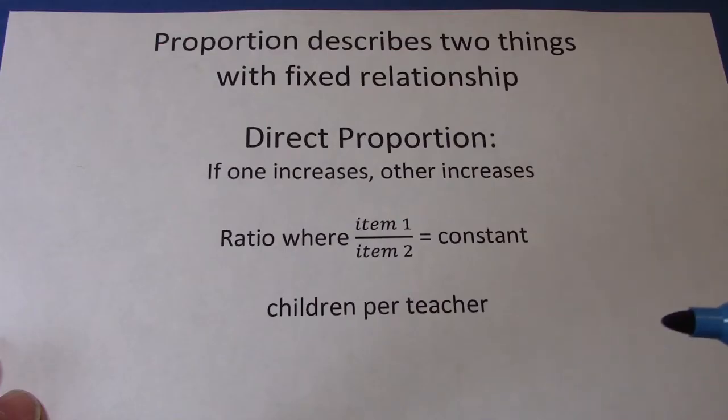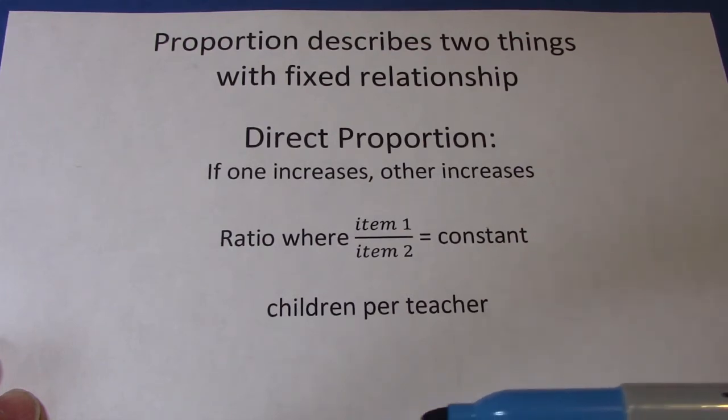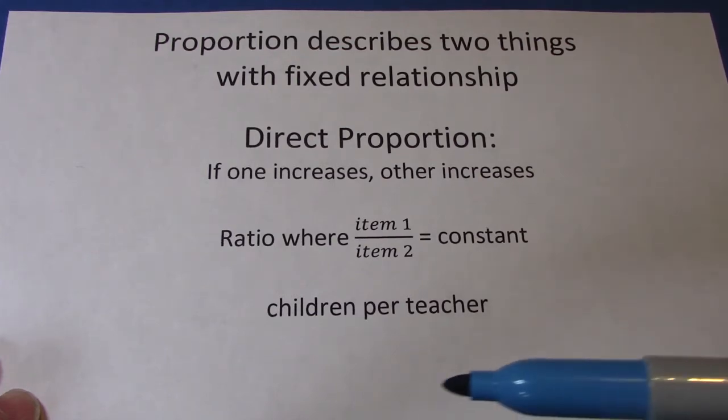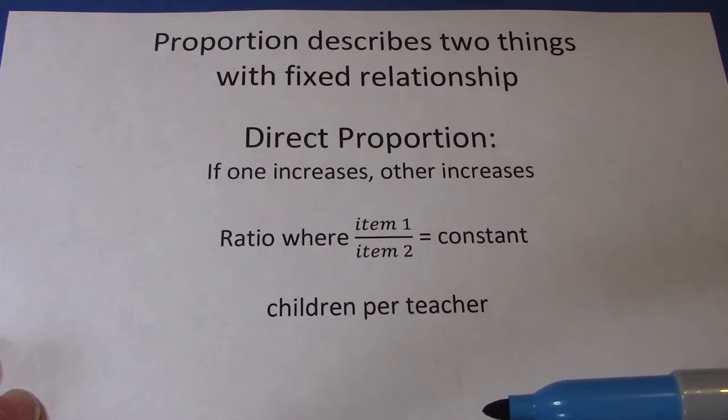A proportion describes two things that have a fixed relationship. There are two kinds, direct and indirect. We'll talk about direct first. In a direct proportion, if one of the items increases, the other also increases. Think about the example we'll use in a moment of children per teacher. If there are 8 children per 1 teacher, the more children we have, the more teachers we also need.